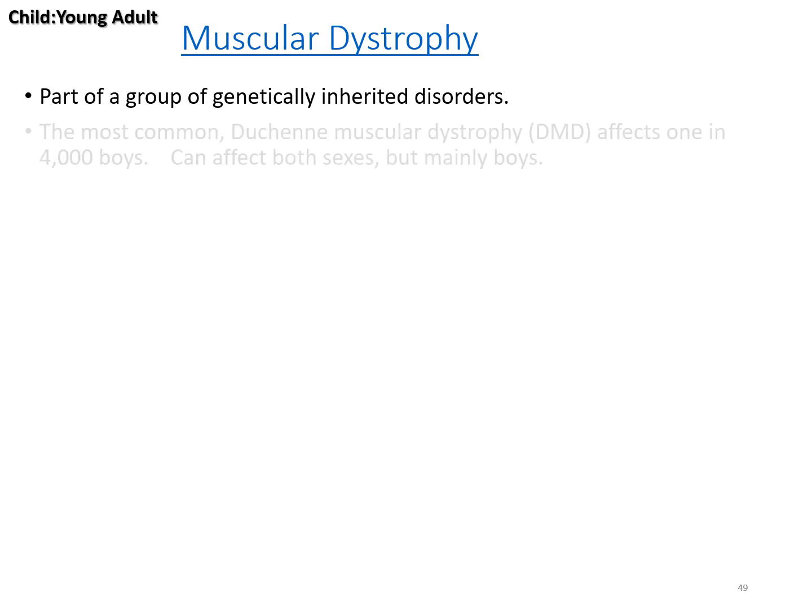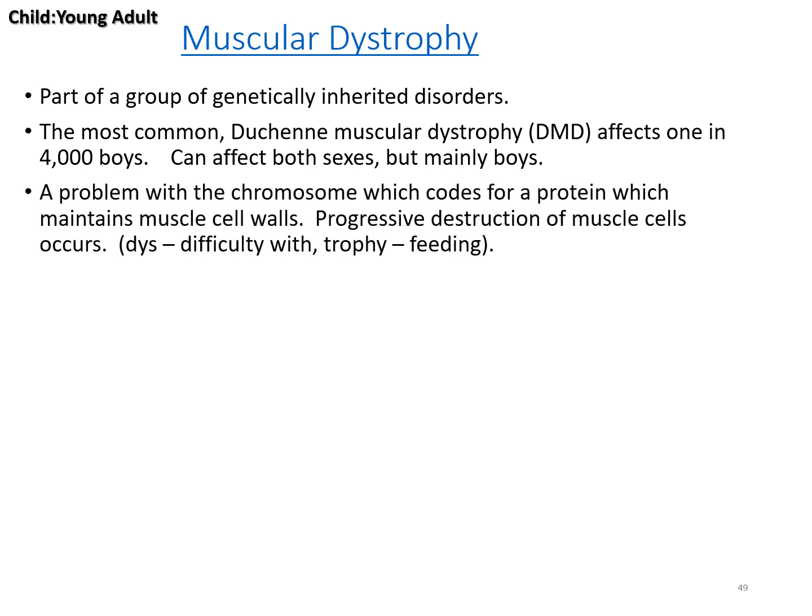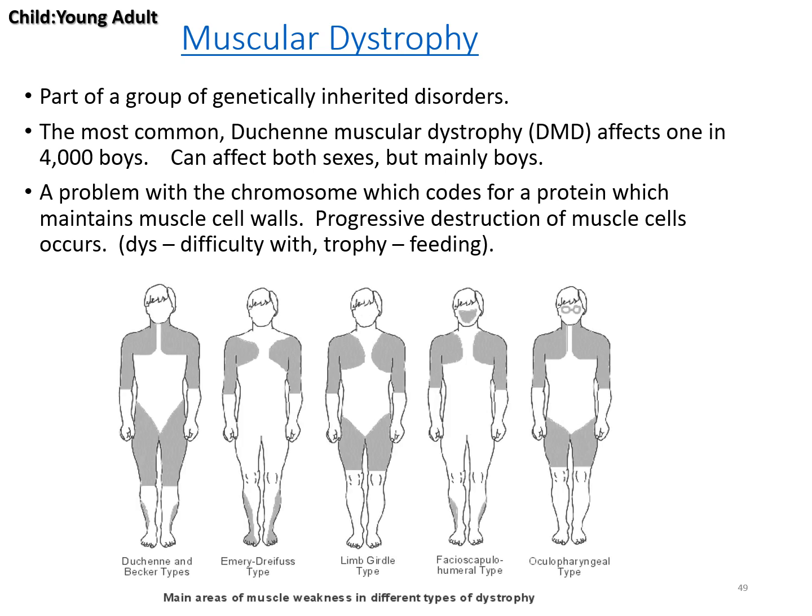So on to kids. There is a condition called muscular dystrophy. It's part of a group of genetically inherited disorders. The most common type is called Duchenne muscular dystrophy. It affects 1 in 4,000 boys. It affects both sexes, but mainly boys. The problem happens with a chromosome that codes for a protein which maintains muscle cell walls. It leads to progressive destruction of the muscle cells. Breaking down the word, dys means difficulty with, and trophy is feeding. So the muscles have difficulty feeding, so they'll just sort of waste away really.